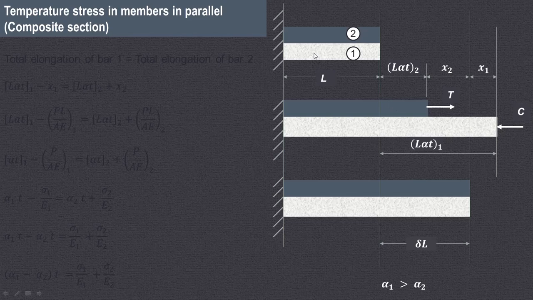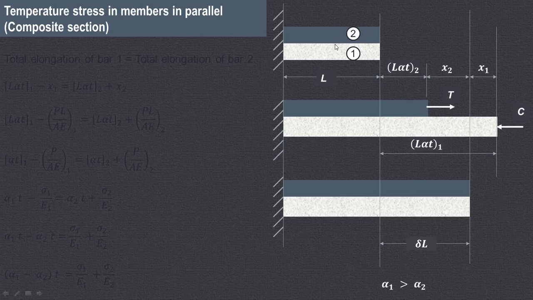In other words, when the individual materials are heated to the same temperature difference, then material 1 will expand more as compared to material 2, and that is shown in this second figure. So you can see, if we consider them separately and if they are subjected to the same temperature difference, then this first material will expand more because its coefficient of linear expansion alpha 1 is greater than alpha 2, and second material will expand less as compared to that of material 1.